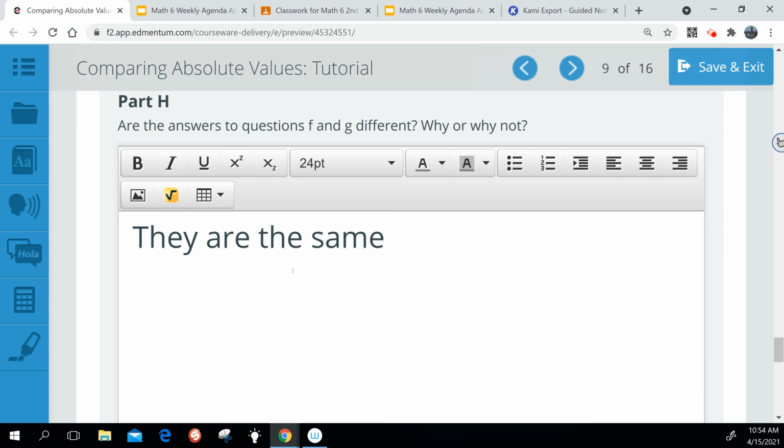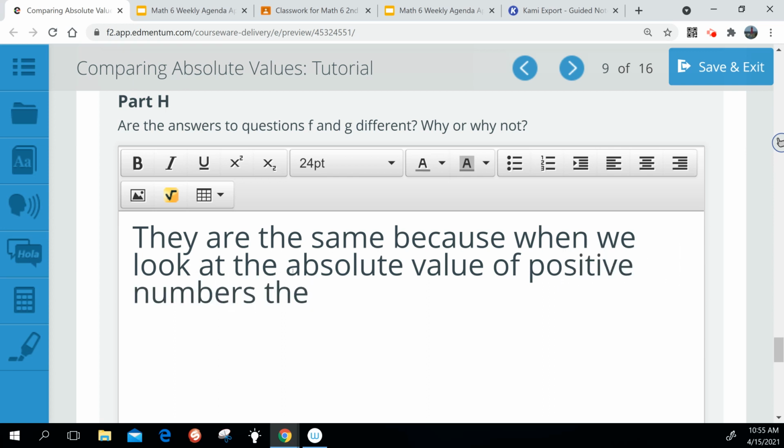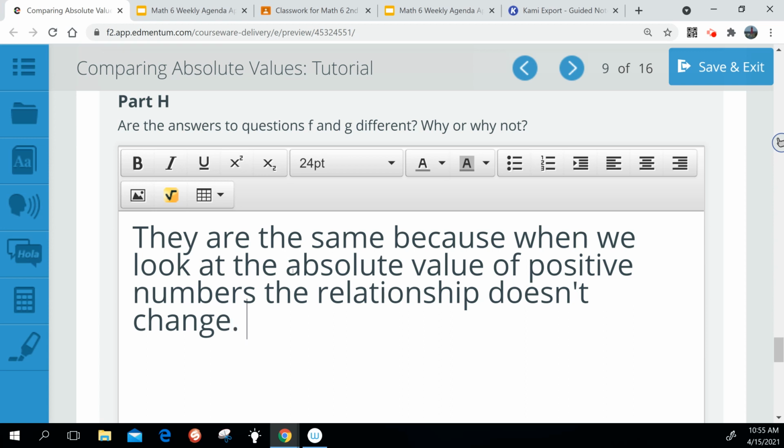But what I want you to understand is if we looked at the absolute value of a positive number, it doesn't change, right? So it doesn't matter if we look at it on the number line or we look at it as an absolute value, it's still going to have the same relationship. Because when we look at the absolute value of positive numbers, the relationship doesn't change. Because the absolute value of a positive number is that same number, right? Right? Yes, okay.